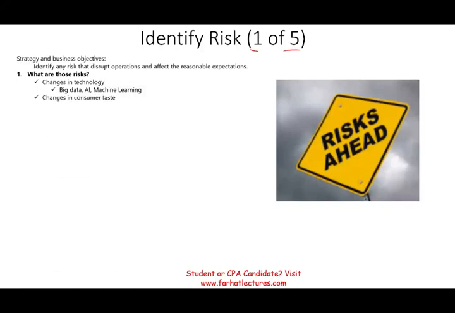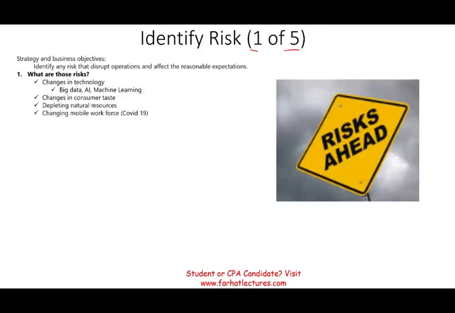Changes in consumer taste. People don't like what we're selling anymore. Why? Because there's a switch to healthier products and we don't sell healthy products. Therefore, that's a business risk. Depleting natural resources. Well, guess what? If we rely on natural resources, whether as a source or because we sell them, and they are being depleted, that's a risk for us.